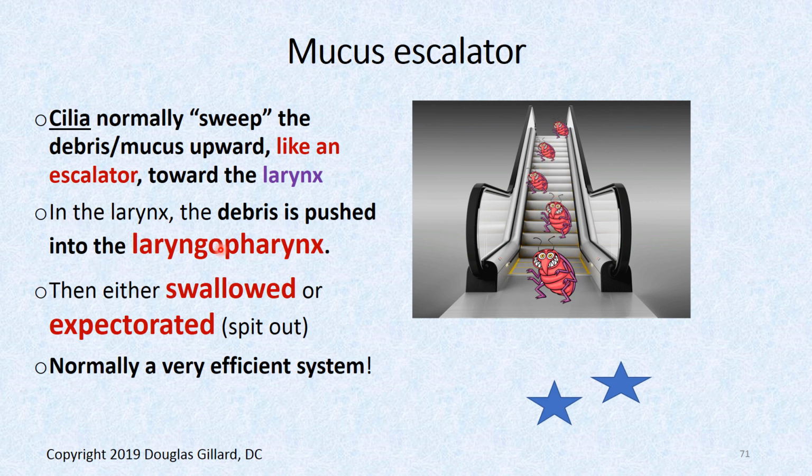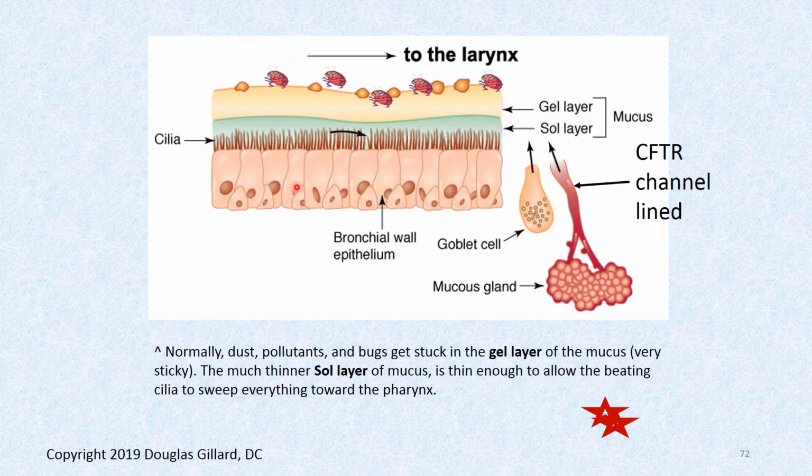Okay, there's the laryngopharynx, where you can cough it up or you can swallow it, but we already talked about that. We already showed you this thing, where the CFTR channels are in the ducts of the mucous glands, right? There's nothing wrong with those CFTR channels. In this case they're fine. They're not mutated. There's no chromosome 7 problem or anything like that.